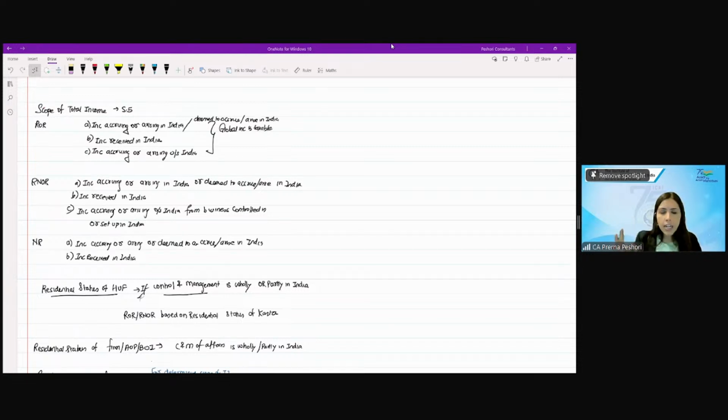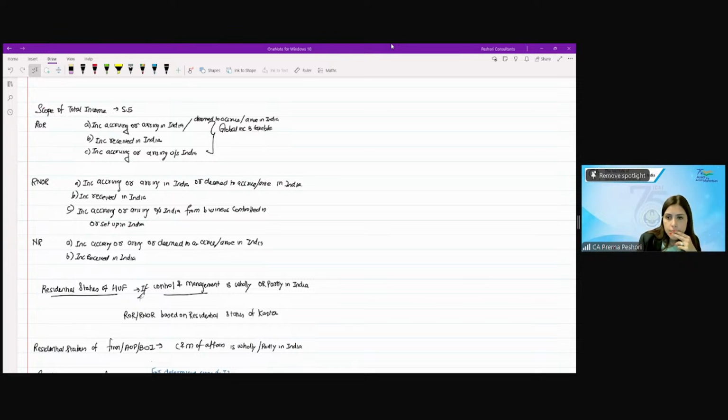Now, the rental income that Mr. A is getting from Mr. B, where is the source of this rental income? In US or in India? My question is to you. Where is the rental income arising? Where is the rental income accruing?